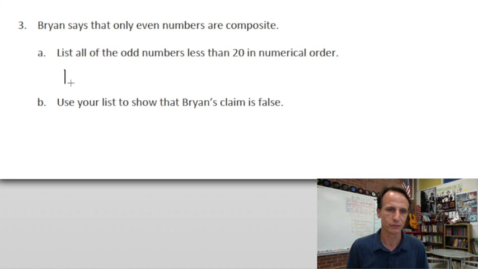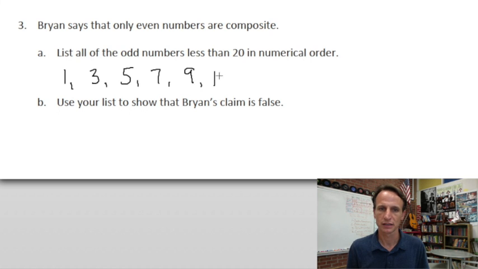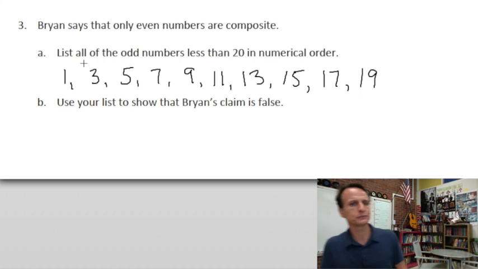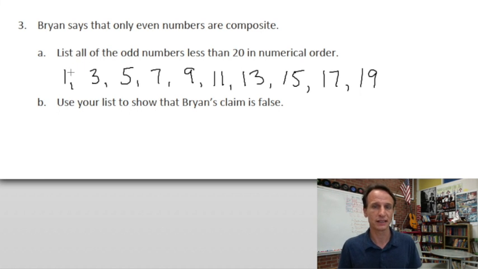So 1, 3, 5, 7, 9, 11, 13, 15, 17, 19. Okay, so now 1 is special, very special, just like you.